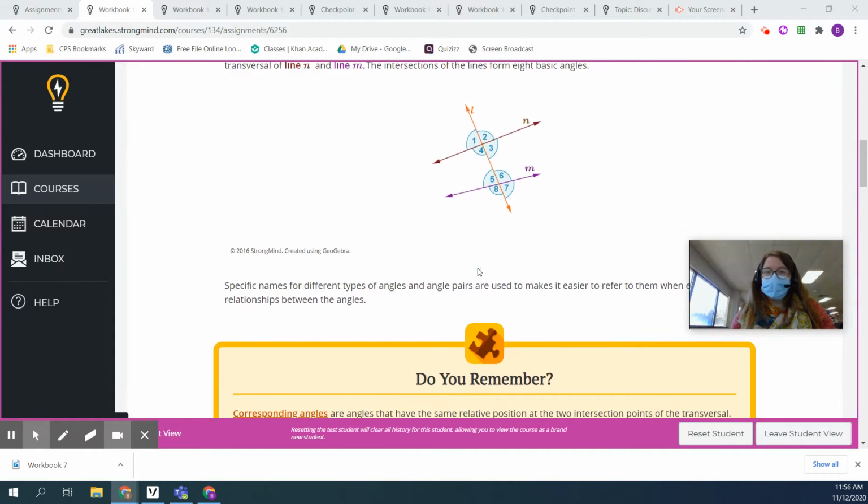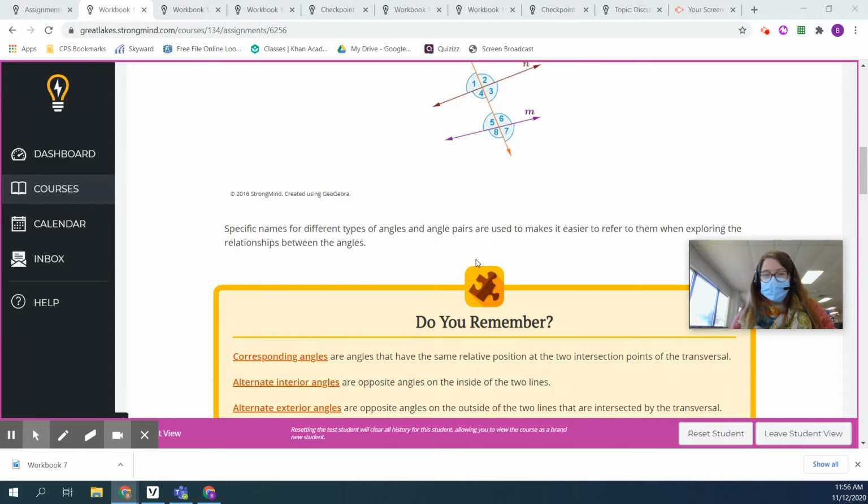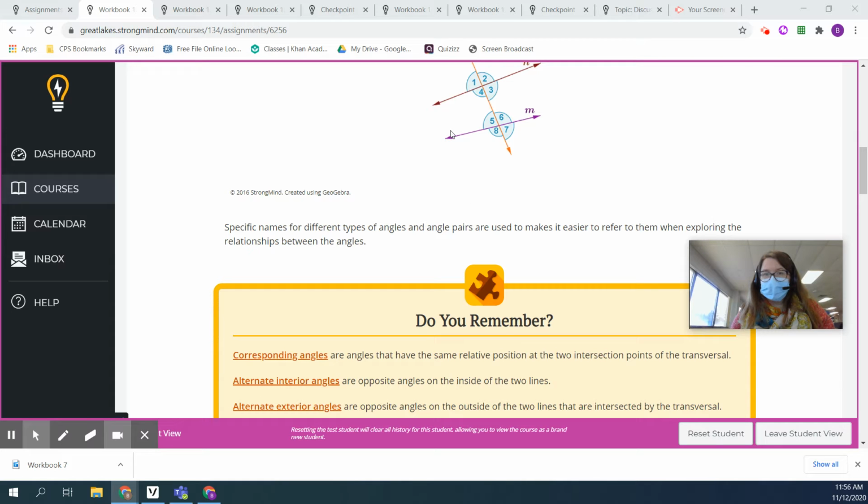So here we go. Corresponding angles would mean that 3, which is below and to the right of n, has 7 as its corresponding angle. Or 4 and 8 are corresponding, 1 and 5 are corresponding, and 2 and 6 are corresponding. Then we have alternate interior angles. So 4 and 5 are alternate interior, 3 and 5 are, and 4 and 6 are. Alternate exterior would mean 1 and 7 or 2 and 8.